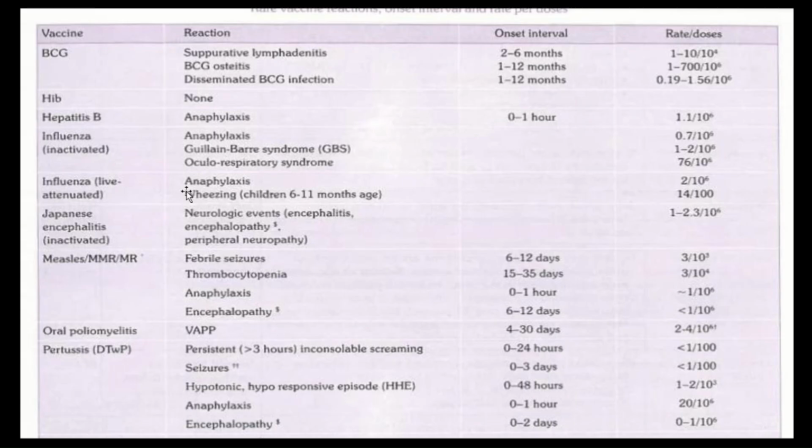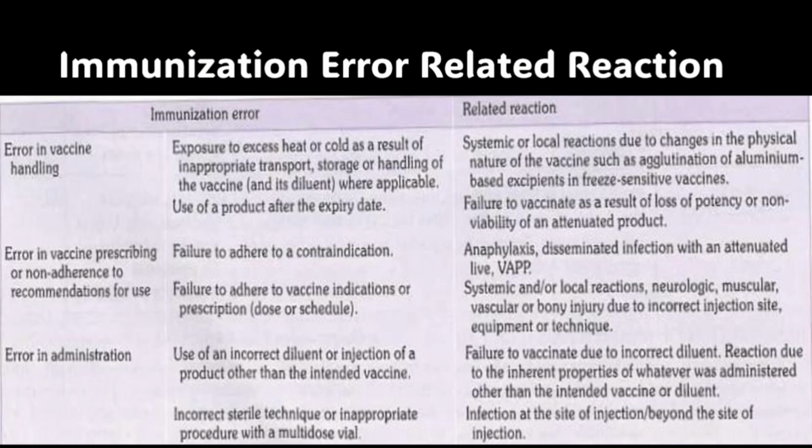Now let's consider some examples for the severe vaccine reactions. These are the examples. Anaphylaxis is also there. There can be wheezing, there can be lymphadenitis. Likewise, now we are coming to immunization error-related reaction. We have already mentioned it is due to an error in vaccine handling, or due to prescription, or due to administration. So in vaccine handling, what can happen?